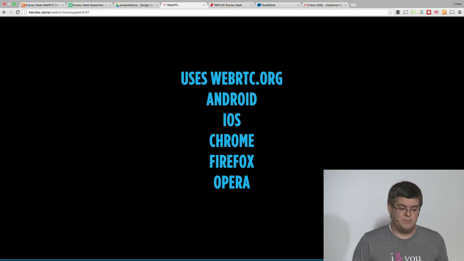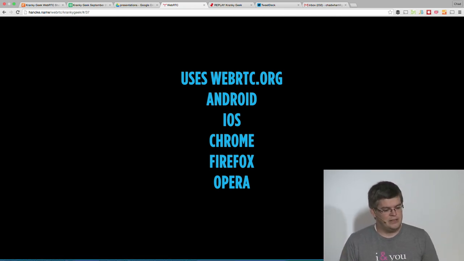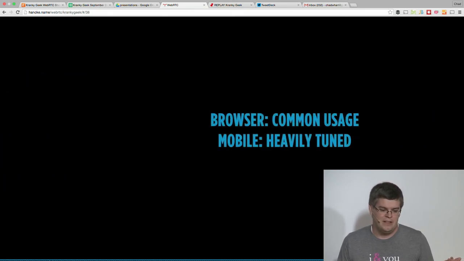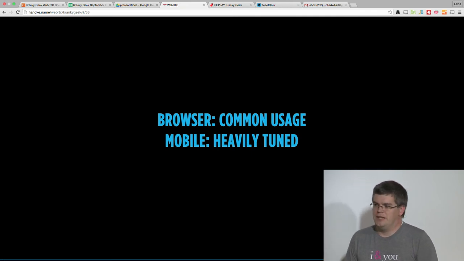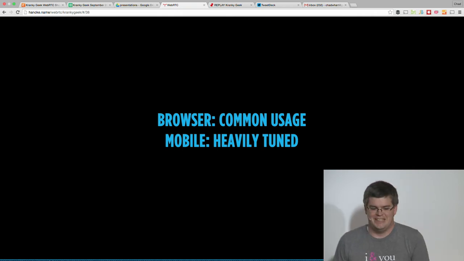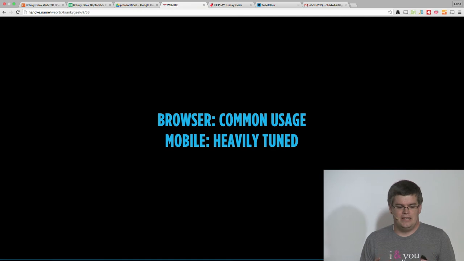And it is pretty apparent that it uses the WebRTC.org library. They have a nice notice file showing that they use it. It works on Android, iOS, Chrome, Firefox, Opera. And in the browser, chat asked me to look at that back in January, and I told him, it's boring. Why do you want me to look at that? It's pretty common. However, on mobile, it was completely different.